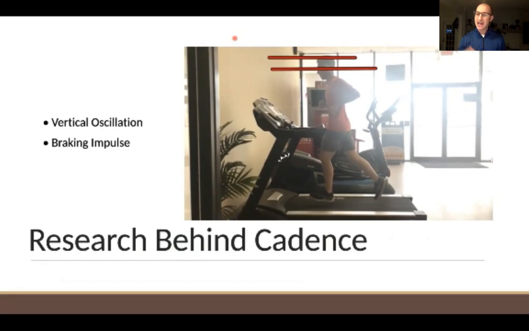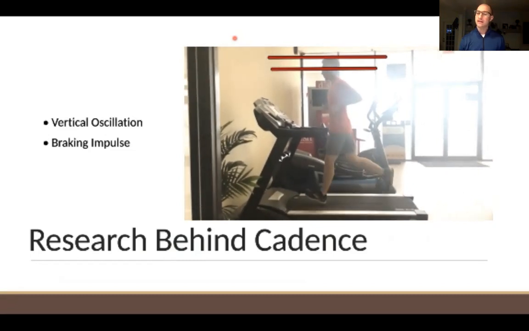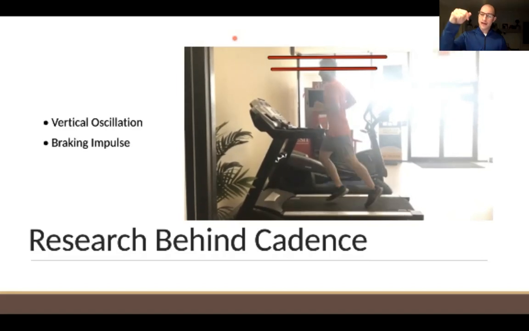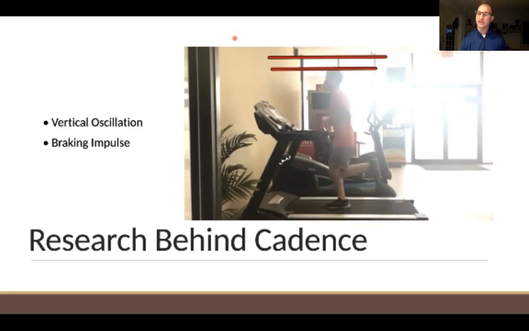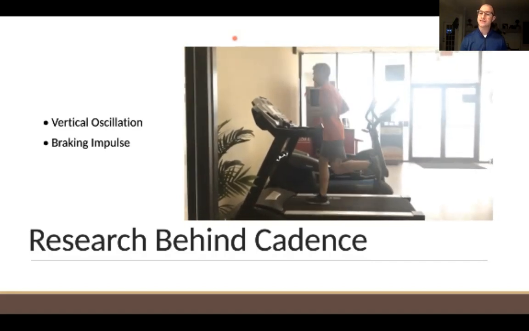He's spending a lot of time propelling the body into the air rather than moving horizontally from point A to point B. If you think of just how gravity acts on the body, the higher you come up, the more gravity and force, body weight is going to be pulled down into the ground. So as you strike the ground, there's a lot more load into the lower extremity, right? So we want to limit this vertical oscillation.